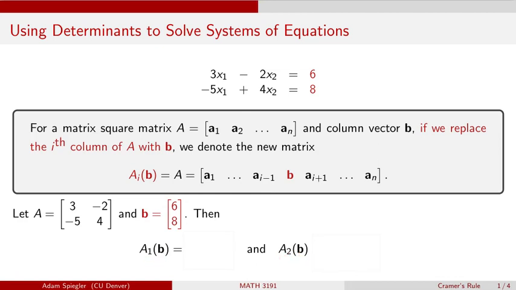Well, A1 evaluated at B is the matrix where we replace the first column of matrix A with 6, 8, and I don't do anything to the second column. So the first column is no longer 3, minus 5; we replace it with 6, 8. And the second column remains the same. Similarly, A2 evaluated at B means we now replace column 2 with 6, 8. So column 1 is still 3, minus 5, but now column 2 gets replaced with 6, 8.